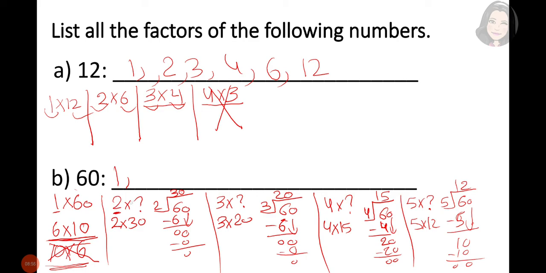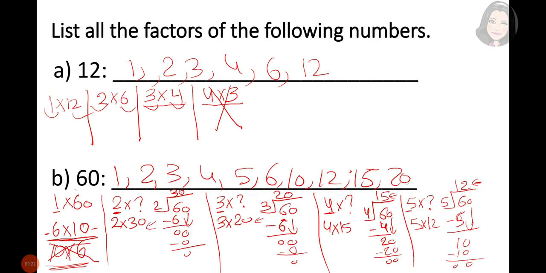I have 1, then I have the 2, then I have the 3, then I have 4, then we move on to 5, and then I have the 6 over here. After that, I am going to move on to the 10. Then I move on to this number, which is the 12. Then to this number, which is 15. Then I move on to the 20. And then I move on to the 30. And finally, I have the number 60.